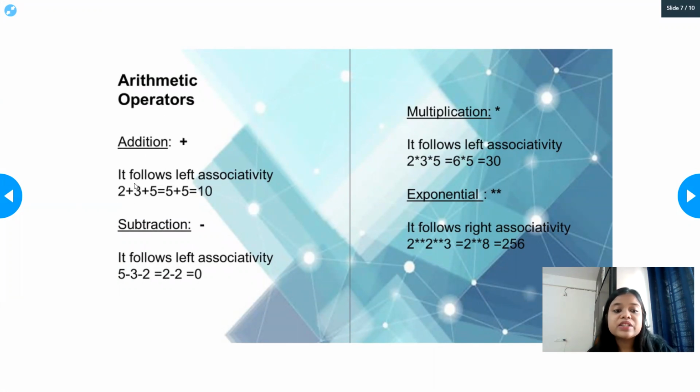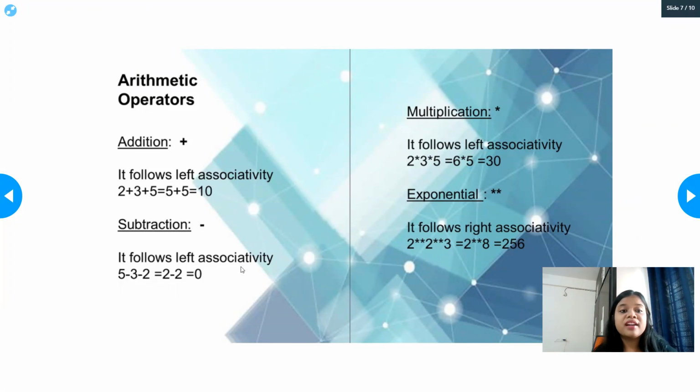Okay, so basically it's going to evaluate 2 plus 3 first, and then it's going to compute its value, that is 5, and then it is going to do 5 plus 5 equal to 10. Okay, so you may say that it doesn't matter whether it goes from right to left or left to right. That's very correct, but you should know the left associativity or right associativity of a particular operator. Now in addition it doesn't matter, but coming to subtraction, division, it does a lot.